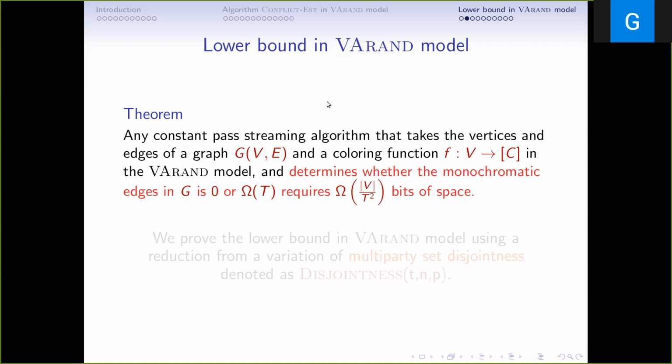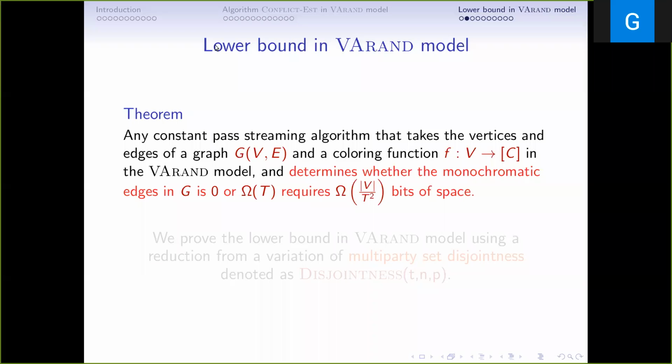Now we will go to our lower bound proof for conflict estimation in the random order vertex arrival model. We prove the lower bound for conflict estimation, in fact, a lower bound for an easier problem where the objective is to decide whether the graph has no monochromatic edges or there are omega t many monochromatic edges. And we saw that the lower bound is omega mod V by t square.